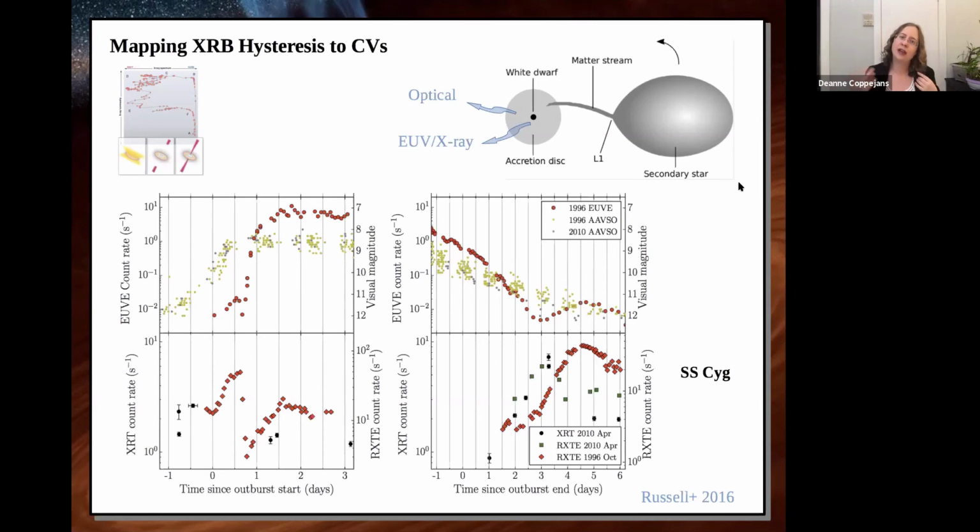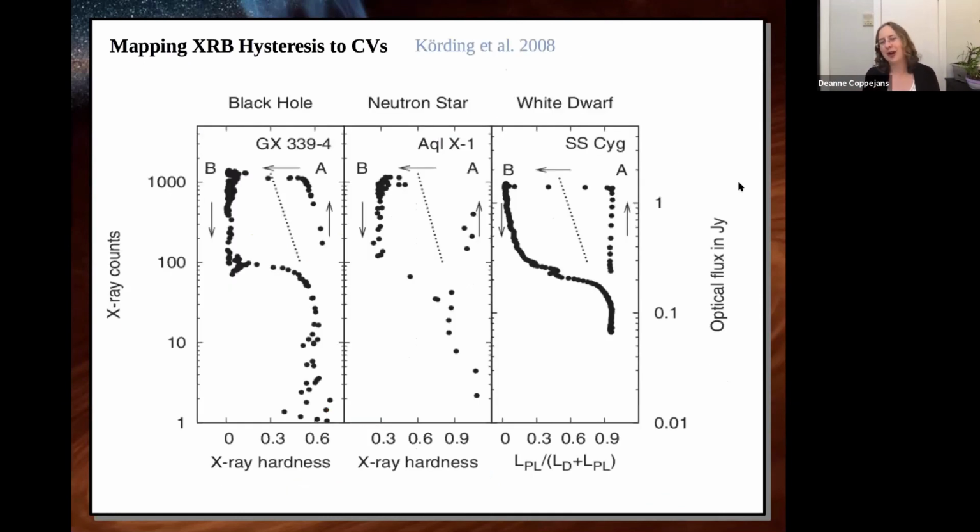So to do a like-for-like comparison with the X-ray binaries, Coppejans et al. reasoned you should be comparing the EUV and X-ray emission to the optical emission. And there's one CV where we have a full outburst in these three wavelengths, and that was SS Cygni. So Coppejans et al. took this data and compared it to the X-ray binaries, and sure enough, they found that if you plot the optical luminosity as a function of the fraction of the X-ray and EUV emission, you get the same, or an analogous, movement through the accretion states in the white dwarf accretors.